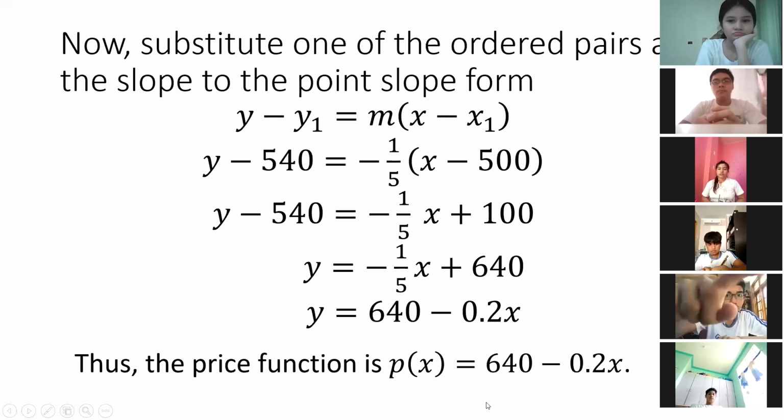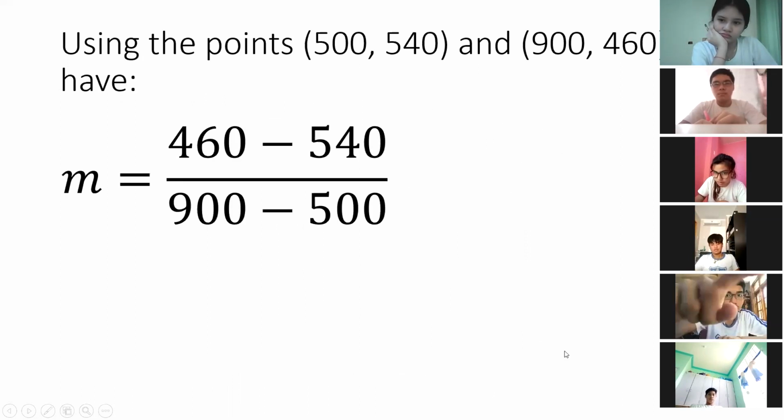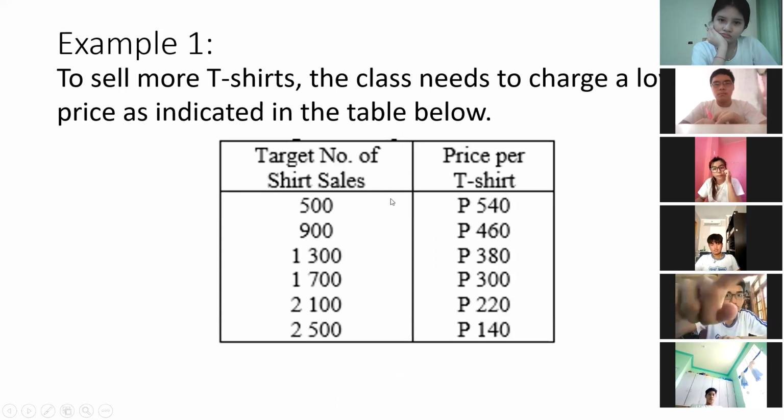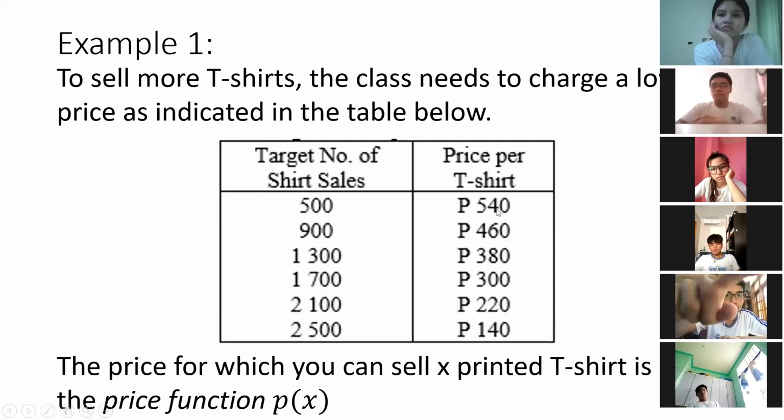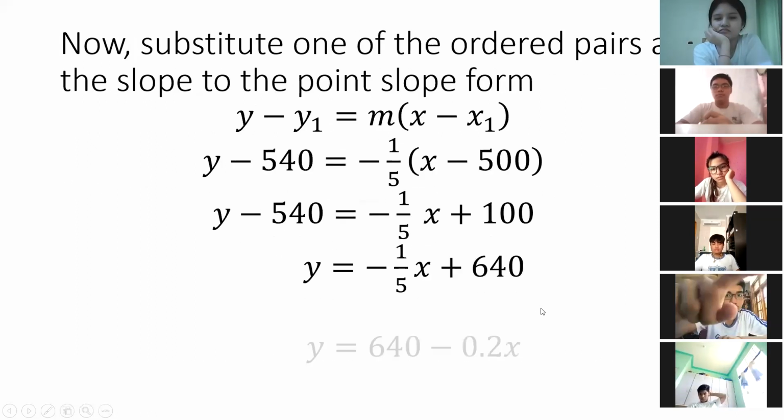So your final answer is this one. The price function is p of x equals 640 minus the product of 0.2 and the number of t-shirts being sold. For example, if you're going to check if the price function is correct, let's go back for a while. This one. If the number of shirts sold is 500, it will generate 540 as the price per t-shirt. Using the price function, let's try to check, class.